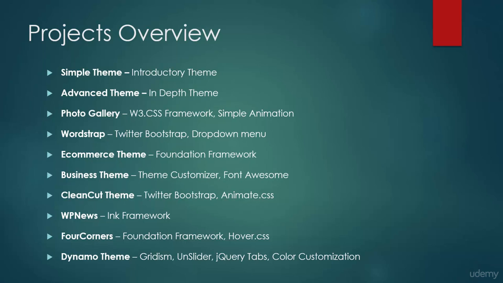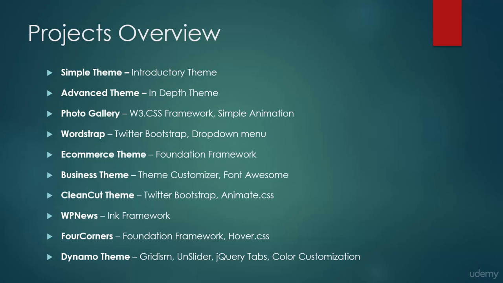WordStrap is going to be our first Twitter Bootstrap theme. We're going to implement that. We're also going to use something called the WP Nav Walker, which is a class we can use to have drop-down menus in WordPress. We'll be building an e-commerce theme using the Foundation framework, which is similar to Bootstrap. The business theme, this will rely heavily on the theme customizer API. We'll also use Font Awesome for icons and make it look really nice.